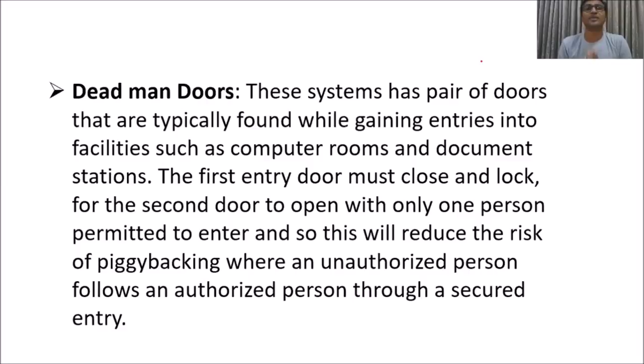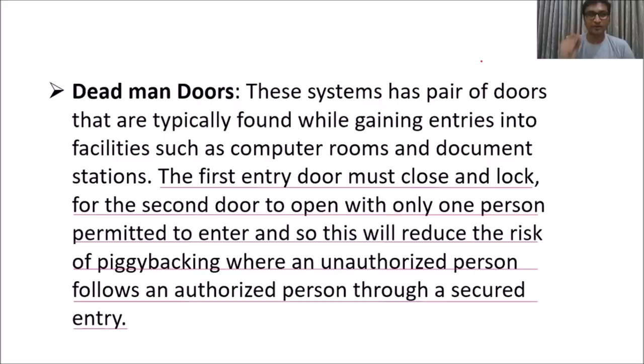Look very carefully here. The first entry door must close and lock for the second door to open, with only one person permitted to enter. So this will reduce the risk of piggybacking, where an unauthorized person follows an authorized person through the secured entry. Okay, understood? So this was practically there in that video when that fat person, the security officer, was entering the server room. First the glass door opened, then he entered that particular area, then the glass door closed, and after verification, the second door unlocked.